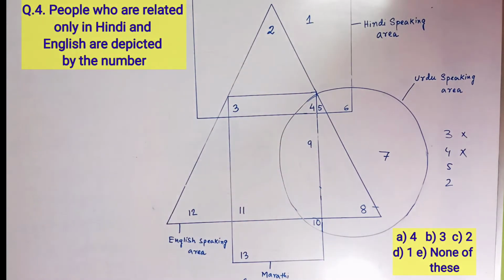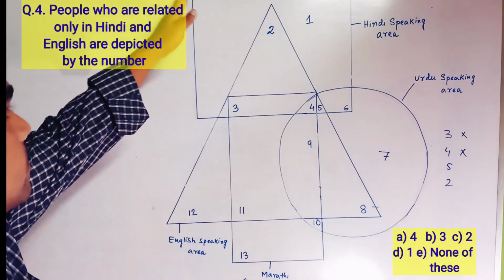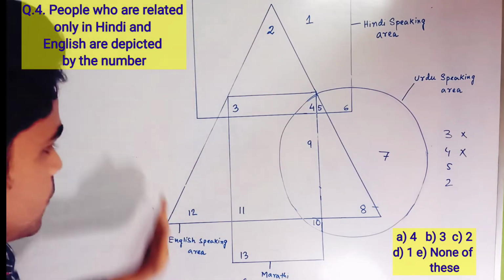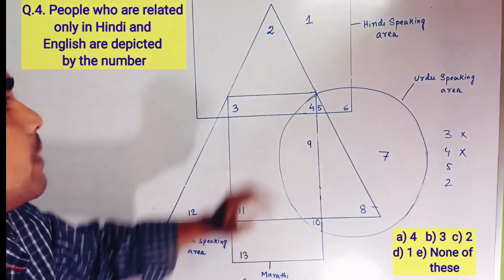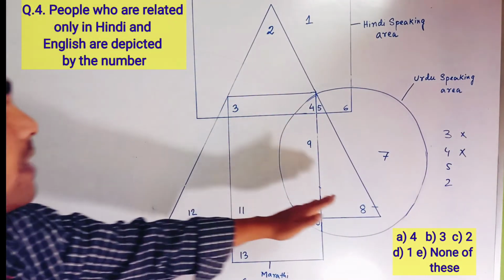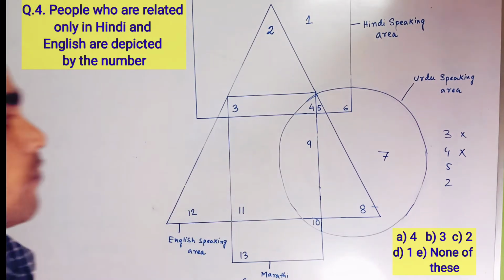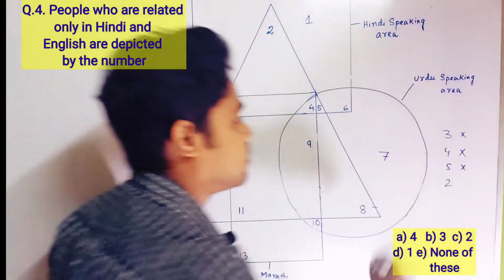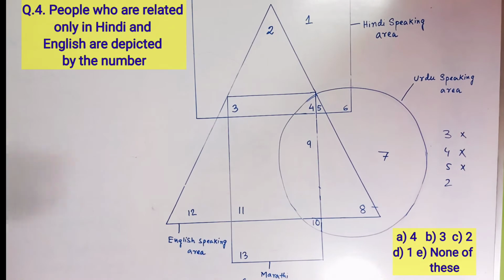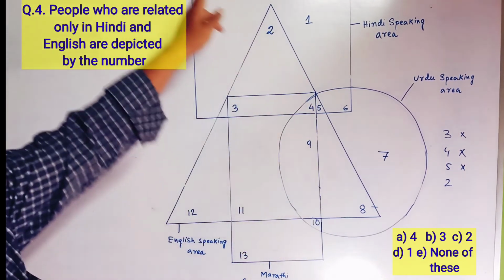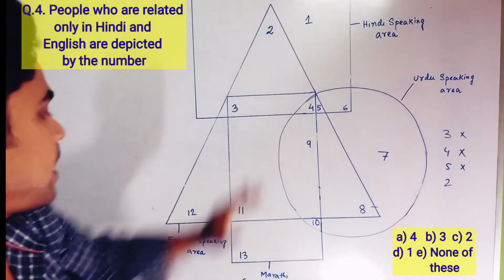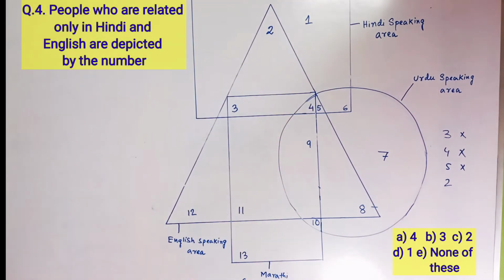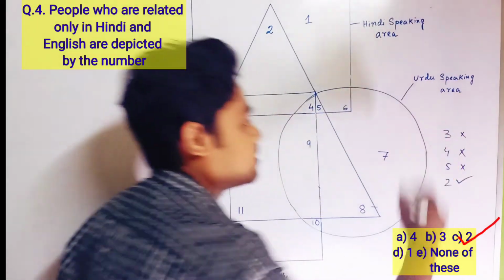Now 5. 5 is inside the square, the triangle and the circle. That means 5 can speak Hindi, English as well as Urdu. So 5 is also rejected. Now 2. 2 is inside the triangle and the square. So 2 speaks Hindi and English only. So 2 is the correct answer.